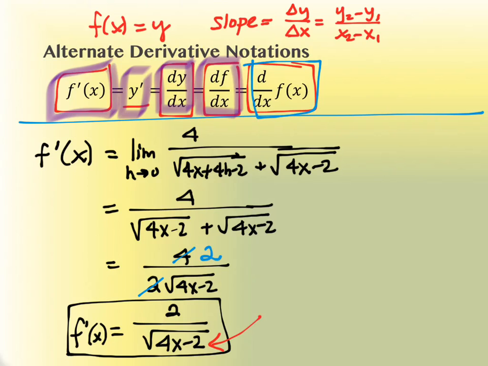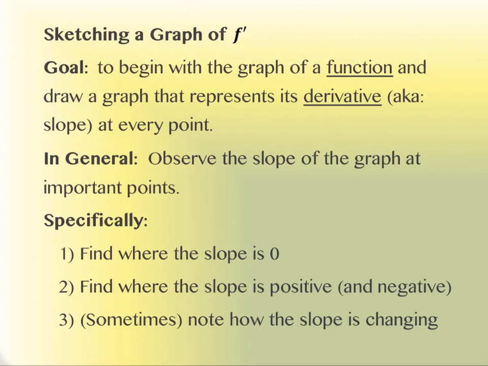All right. The other thing that we're going to do in this section is look at sketching graphs. All right? So to start with, I want to give you some ideas about sketching graphs. The goal when we try to sketch a graph of f prime, in particular, is that we're going to be working with functions where we don't have an equation. We're going to be given a picture of a graph, and we're going to be told, using this graph, give a plausible or possible sketch for its derivative. So the goal is to start with a function and draw a graph that represents its derivative, i.e. its slope, at every point.